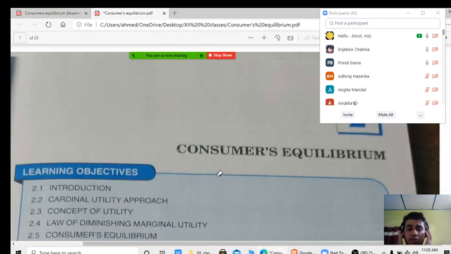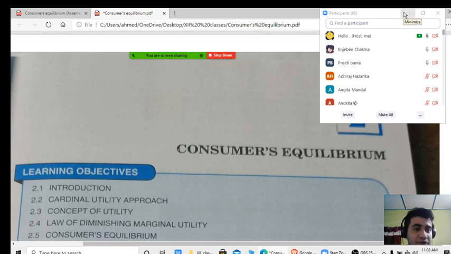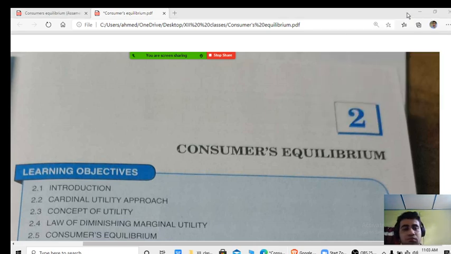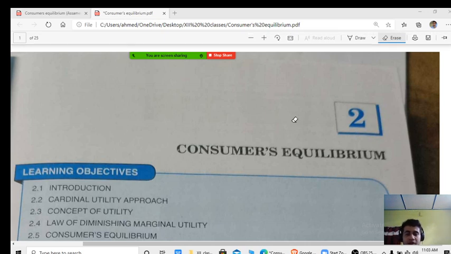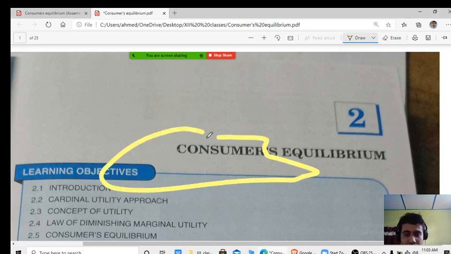Consumer's equilibrium. In the meantime, if you find any difficulty in understanding any topic, feel free to raise your questions. We will definitely try to help you with that. And let me see if I can provide you with the notes or not. So what is consumer's equilibrium? First of all, let's focus on the word consumer. What is a consumer and who is a consumer?